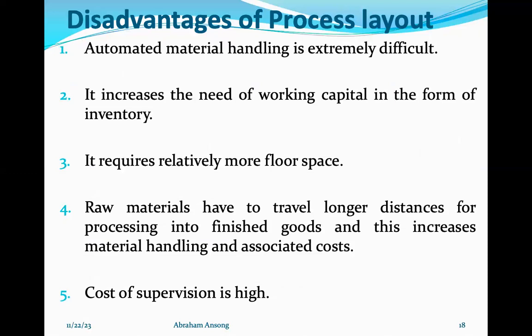Disadvantages of process layout. Automated material handling is extremely difficult. So based on my earlier explanation, this method doesn't rely on conveyor belts to move goods from one stage to the other or one location to the other. Normally, it's a specialized, semi-autonomous unit that engages in whatever they are supposed to be doing. So you cannot automate the process.